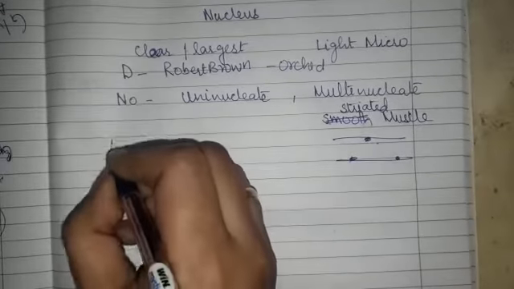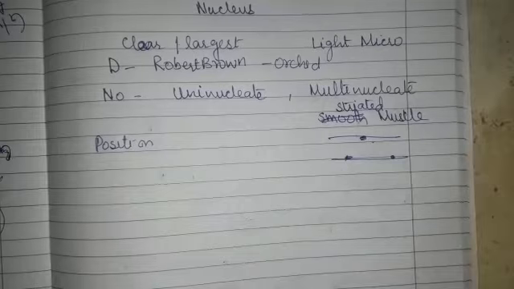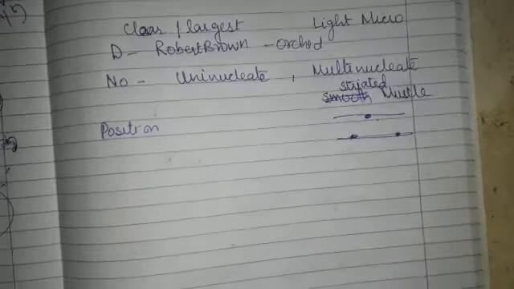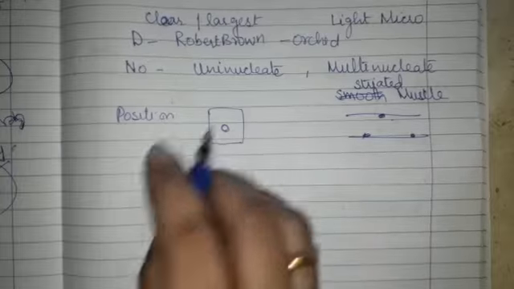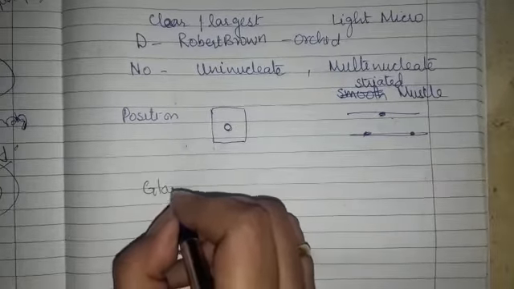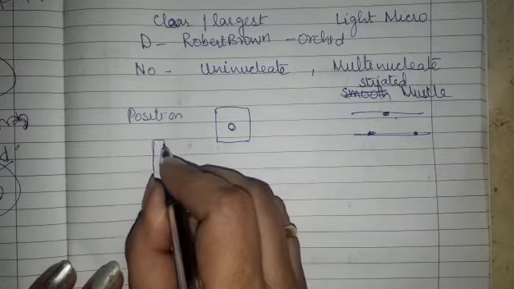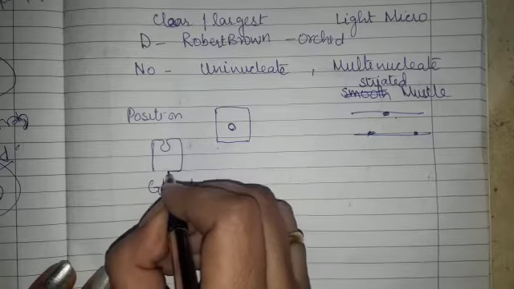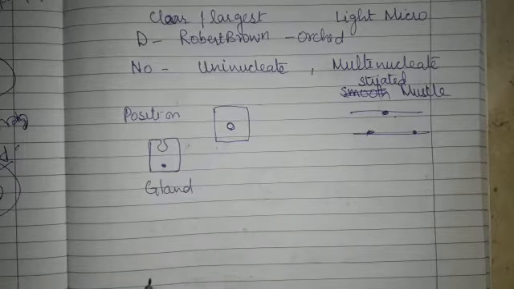Now, the position of the nucleus. In most of the cells, the nucleus has a fixed position. They usually lie in the center of the cell, but in gland cells, the nucleus lies at the base.